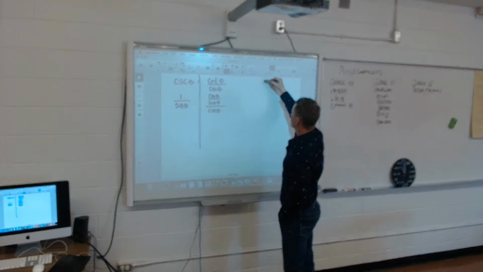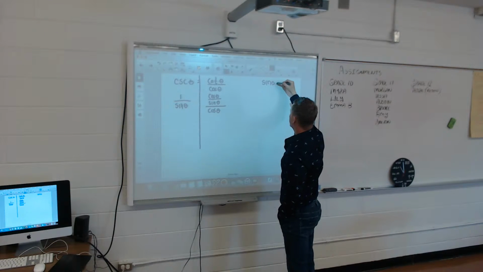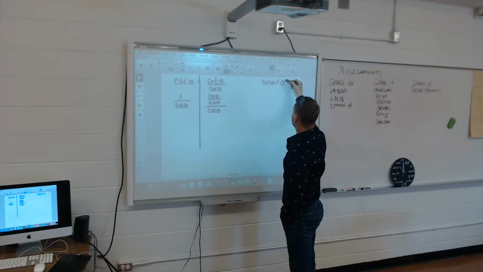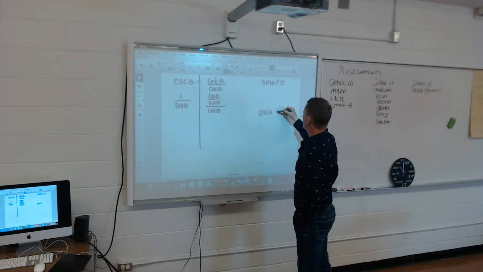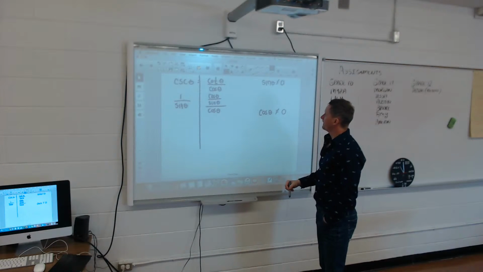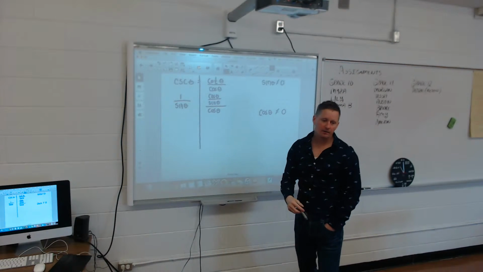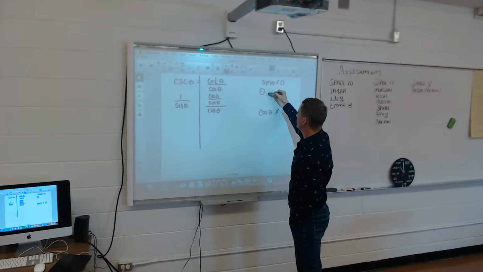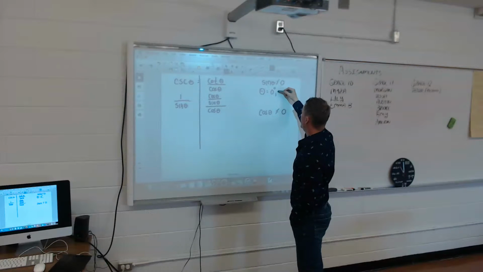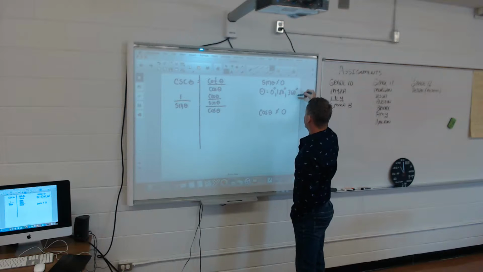So for this question, sine theta can't equal 0, and cos theta also cannot equal 0. So for what angle does sine theta equal 0? Well, we just finished going through this: 0 degrees, 180 degrees, 360 degrees.